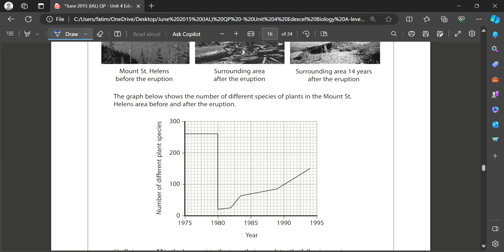So write that down for yourself. You can just write that down over here. That's primary succession. Ooh, I can't write. Okay, that's primary succession. There you go.